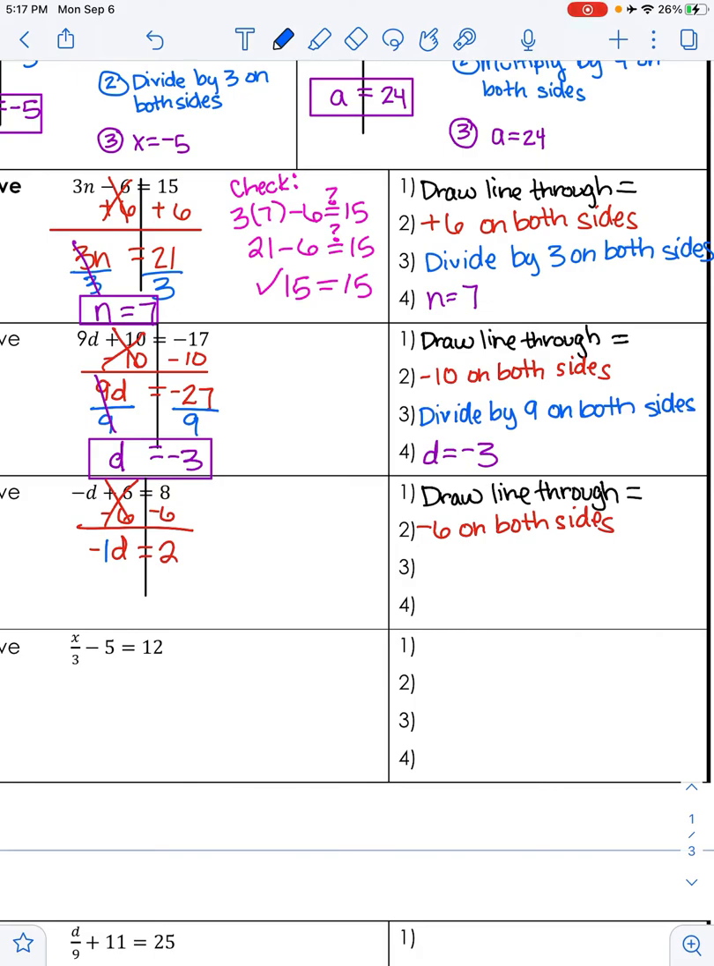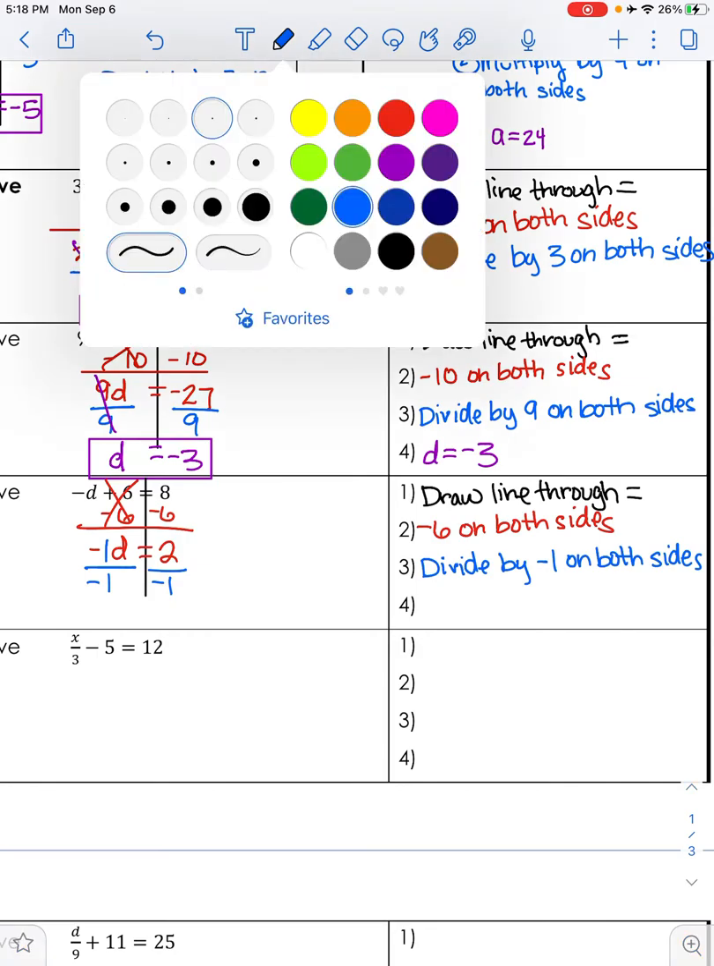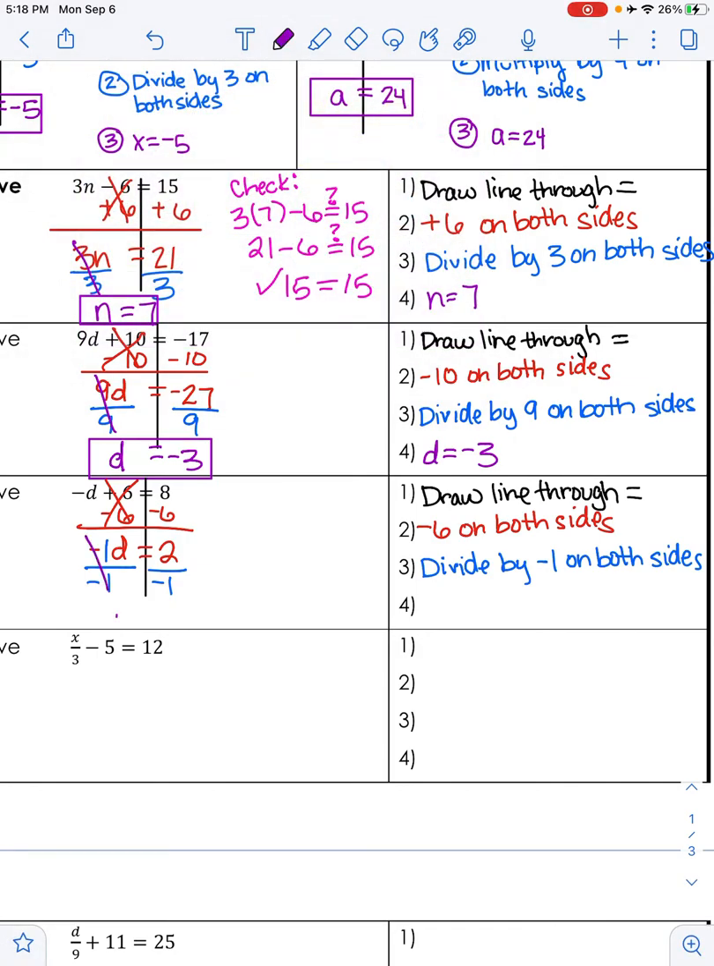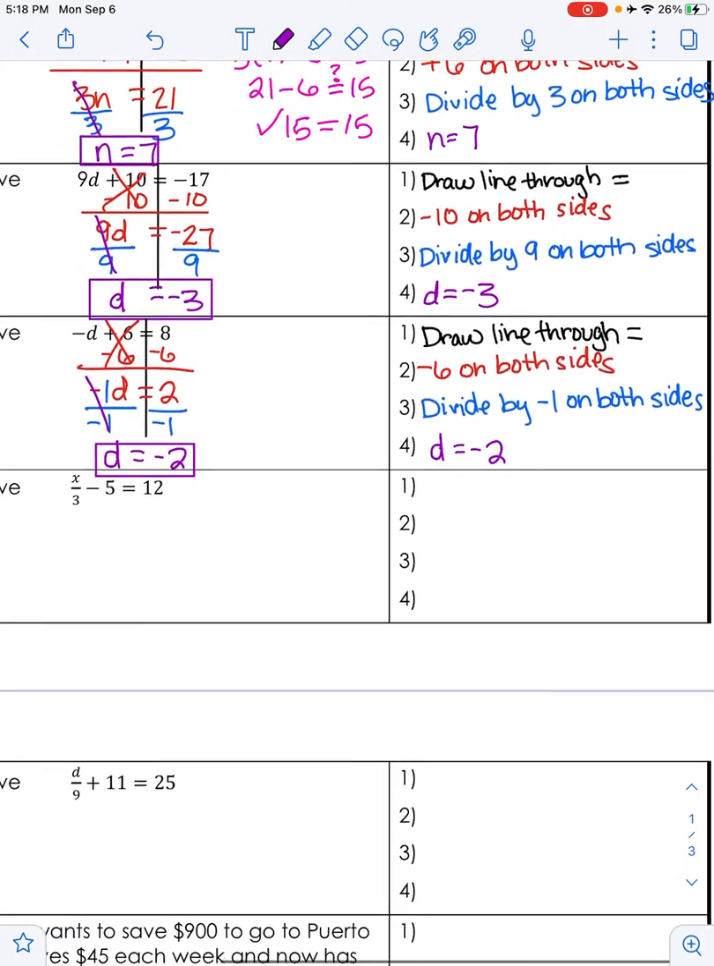Okay, now we need to understand that that negative is a negative 1d in front. So I need to divide by the coefficient of negative 1. Okay, so negative 1d divided by negative 1 is just d. And 2 divided by negative 1 is negative 2. So d equals negative 2.